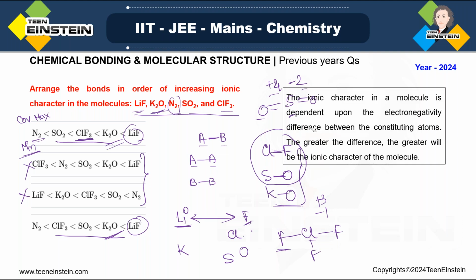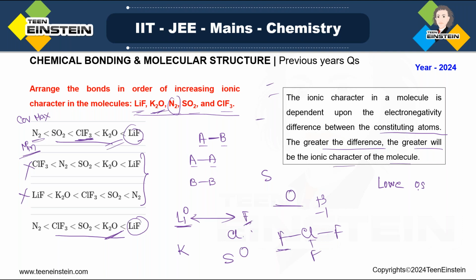So here we have this explanation. Just have a look. The ionic character in a molecule depends upon the electronegativity difference between the constituent atoms. The greater the difference, the greater will be the ionic character. So based on this logic, we can easily cancel the third option and the second option. But when you are choosing between option 1 and 4, you have to consider the oxidation state. So lower oxidation state and higher oxidation state: in this, ionic character is high, and this is associated with more covalent character. So that is why we are choosing ClF3 before SO2. So this will be the correct option. Fine.